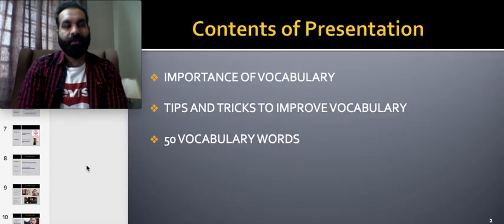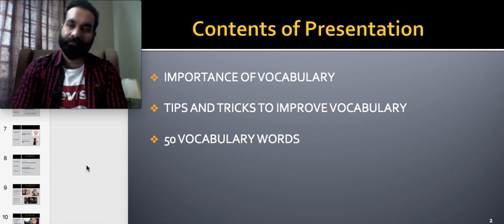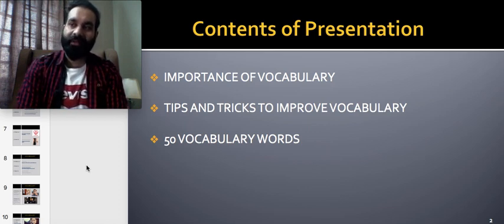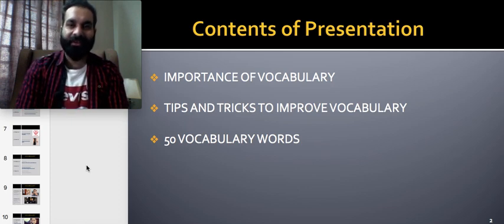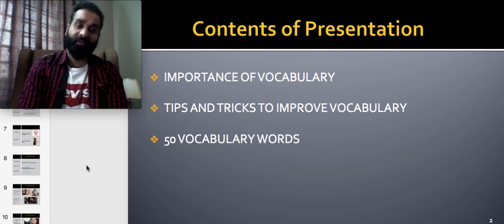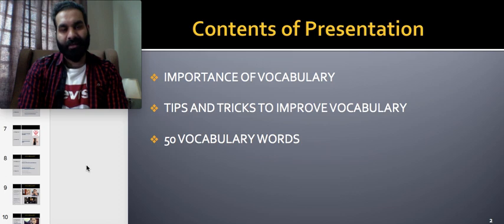So yes, the contents of the presentation today. First of all, the importance of vocabulary. I sometimes say that vocabulary is just like salary. For example, a person is earning 20,000 and the next person is earning 1 lakh. They both have their kitchens, rents, bills, utilities, etc., and they both are managing it. But the one with 1 lakh may be managing better than the one with 20,000.